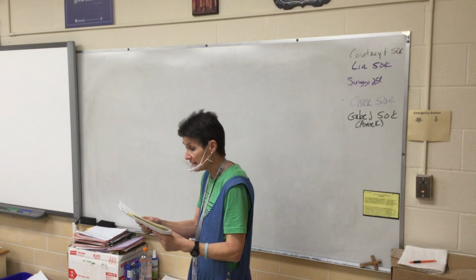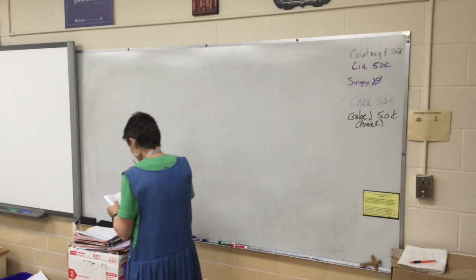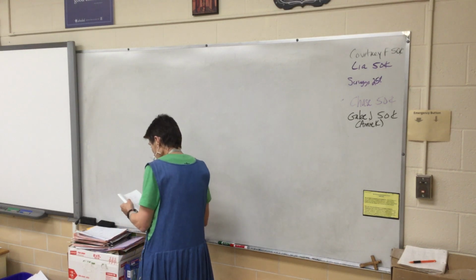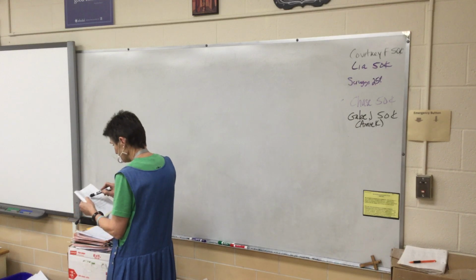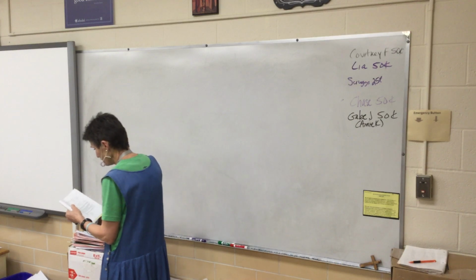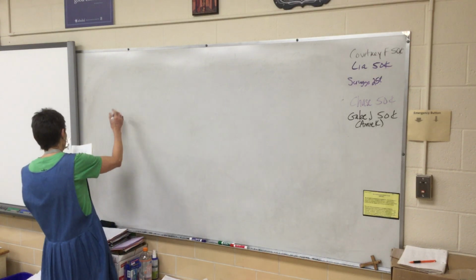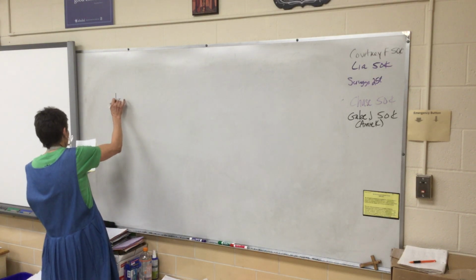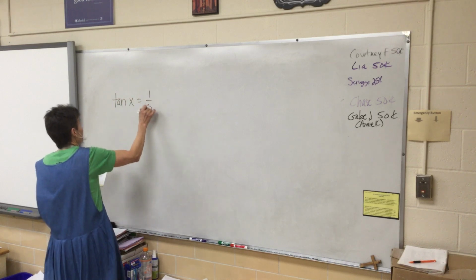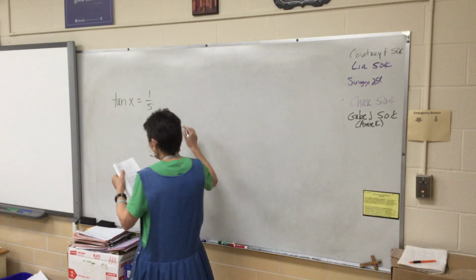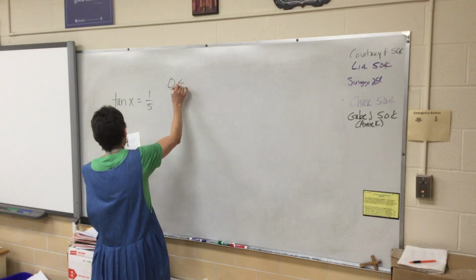Number 18. There's 3 of them there. Do you want to do A, B, or C? A looks like one we did, but we can do A. Is that one you want? C? B? Alright, let's do B. So it says tangent equals 1/5. Now, note the directions.